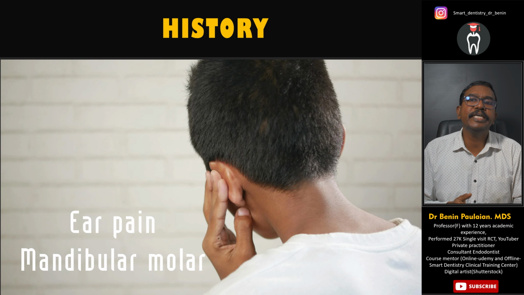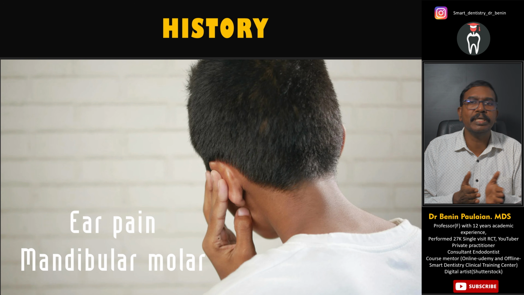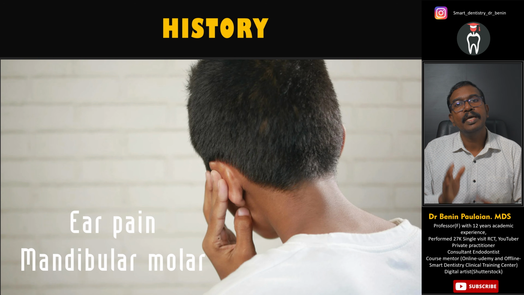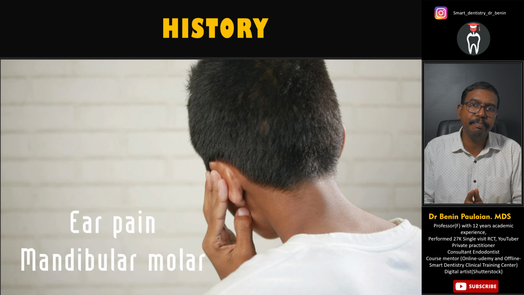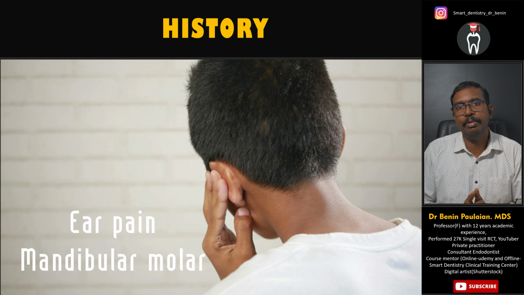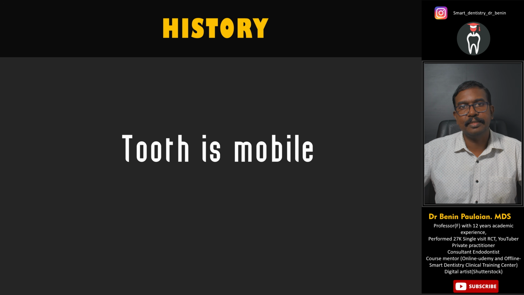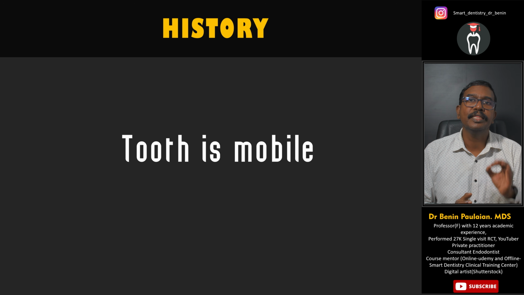Whenever the patient complains of ear pain, this is again a common symptom that the patient often gives while we are taking the history. "Doctor, I am having ear pain." Ear pain most probably is coming from mandibular molars. Patients always relate ear pain to the maxillary teeth, but ear pain is often associated with mandibular molars, more probably from an impacted tooth, or a decay, or pulpal disease from the third molar or any of the mandibular molars.